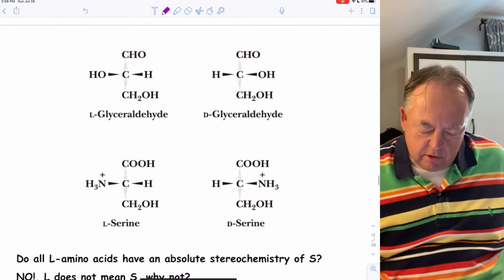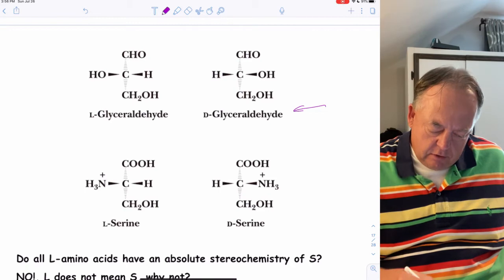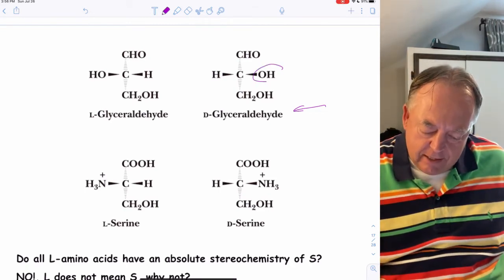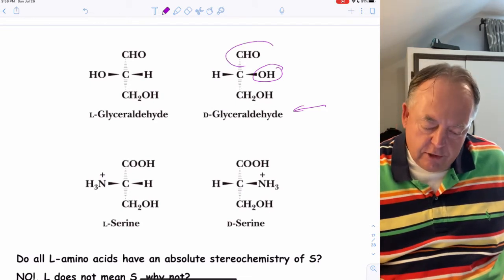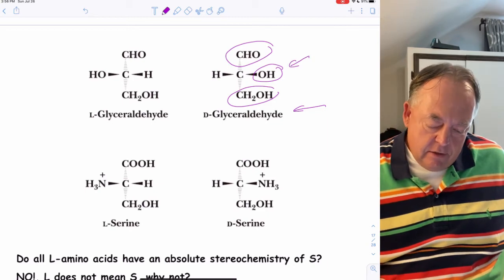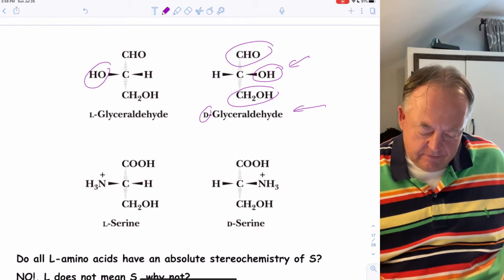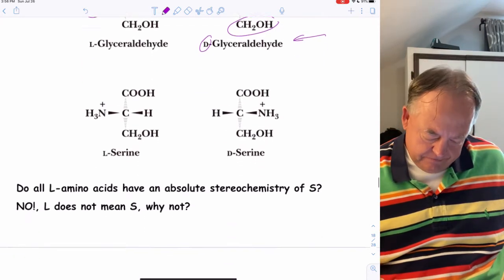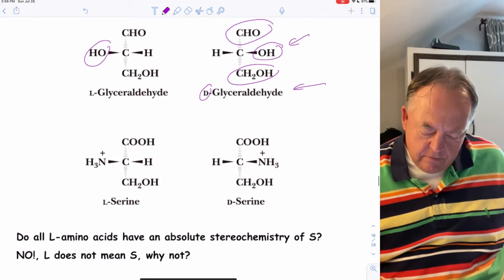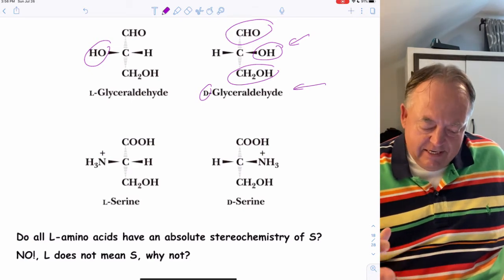So again, the L and D system of naming amino acids is based on carbohydrate chemistry. So this is where the L and D originated from. So D-glyceraldehyde, right? If you drew a carbohydrate so that the aldehyde was on top and the CH2OH on bottom, then if the OH is on the right, it's D, and if it's on the left, it's an L. And similarly for amino acids. So L does not mean S, right? And D does not mean R.